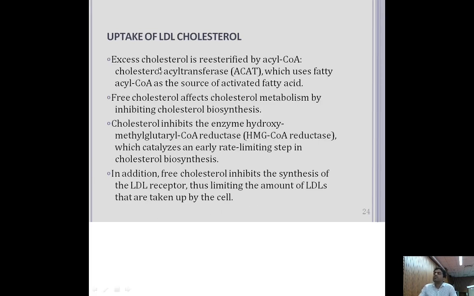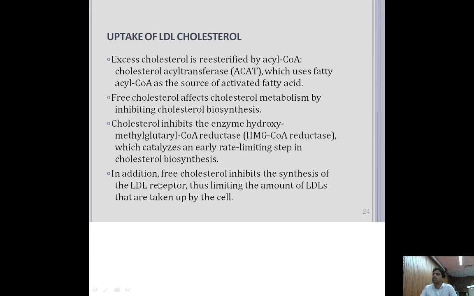Now the excess cholesterol, after whatever cholesterol is used for conversion into steroids, vitamin D or other molecules, can be re-esterified with the help of the enzyme acyl coenzyme A cholesterol acyltransferase. So this will re-esterify the cholesterol with fatty acid. And free cholesterol affects cholesterol metabolism by inhibiting cholesterol biosynthesis. We already saw that by feedback inhibition, if excess cholesterol is present, then cholesterol biosynthesis will decrease in the body. Cholesterol inhibits the enzyme HMG coenzyme A reductase, which is the rate limiting enzyme.